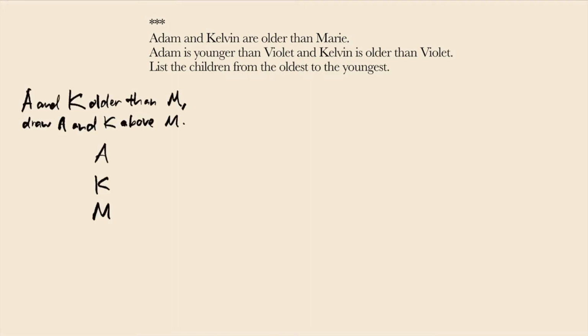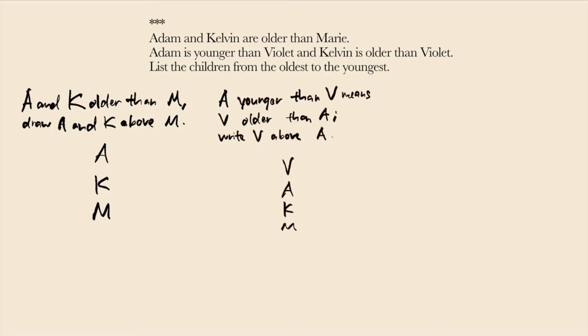Alright, so A and K older than M, so I'm going to write A and K above M. Is there a reason why I'm writing A and K instead of K and A? Not really. I don't know what the difference between A and K is at present, but I do know both of them are older than M. Therefore, both of them on top of M.